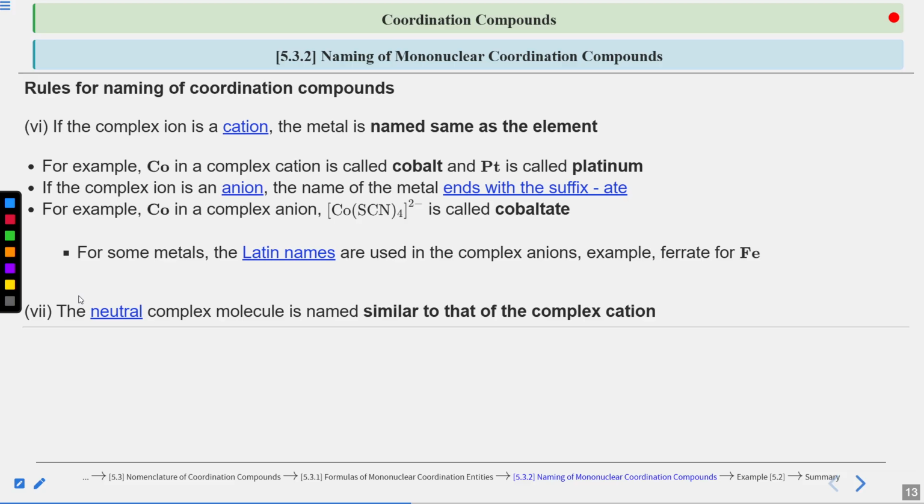The seventh rule is that the neutral complex molecule is named similar to that of a complex cation. If the complex molecule has no charge, that means it is neutral. While naming that neutral complex molecule, the name of the central metal will be similar to the complex cation case. That means the name of the element will be the same.